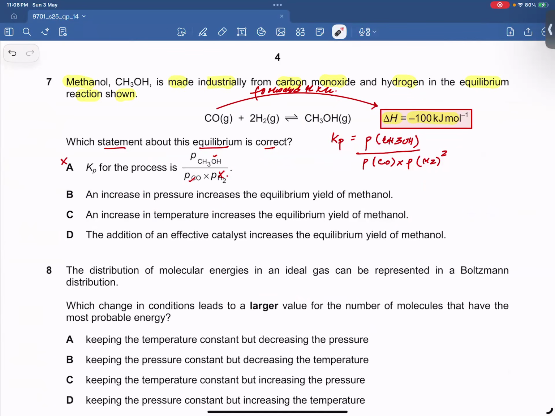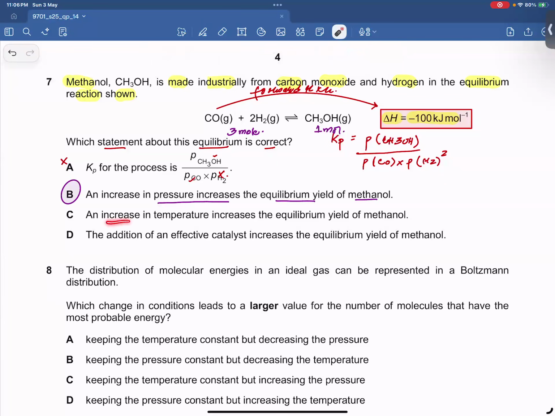Anyway, let's take option B. An increase in pressure increases the equilibrium yield of methanol. For that, we need to take out the number of moles of reactant. So we have 3 moles on the reactant side. We have 1 mole on the product side. So when we increase the pressure, equilibrium favors the right-hand side because of the smaller number of moles. And so the yield of methanol increases, which means B is going to be the correct option.